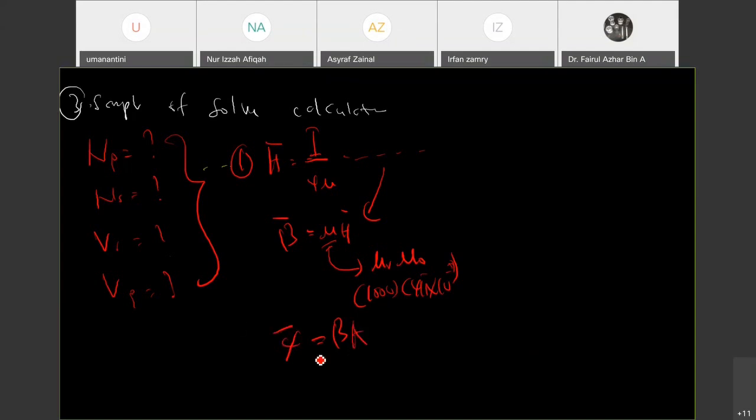Okay, right. So B times A. Once you get the expression for B, you can calculate the expression for phi, and then you can calculate it for the secondary. So minus N d flux divided by dt, then we get the voltage. The same goes for the other topics as well. For the DC motor, you can take the question inside the books as well.